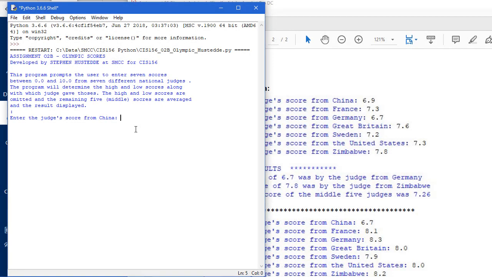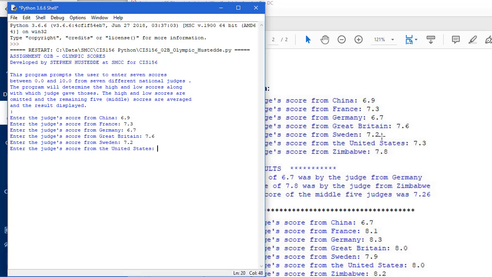I'm asked to put in the score for China. I'm going to put in 6.9, and I'm working off the results here that were in the PDF. 7.3, 6.7 for Germany, 7.6 for Great Britain, 7.2 for Sweden, 7.3 for the United States, and 7.8 for Zimbabwe.